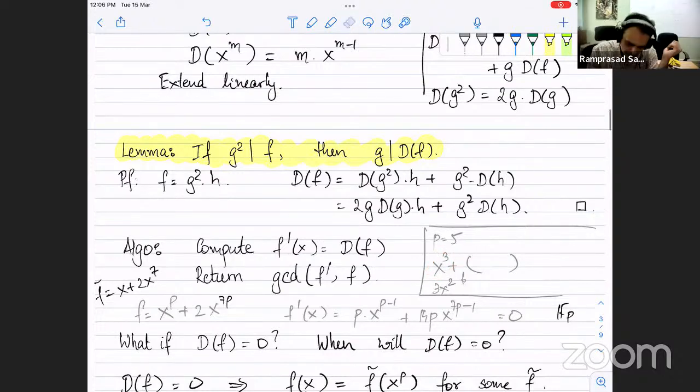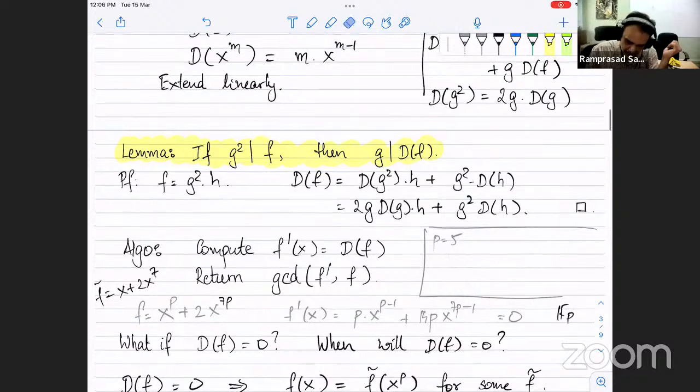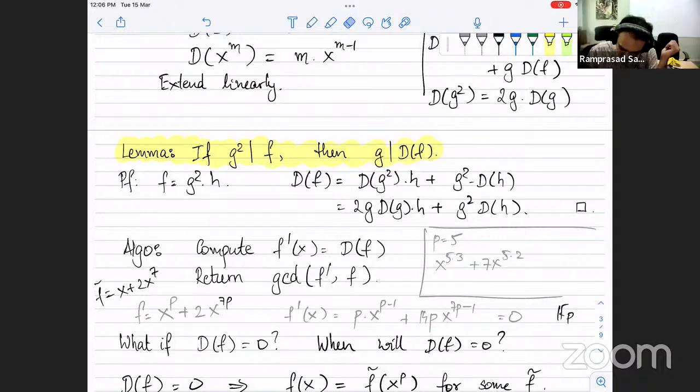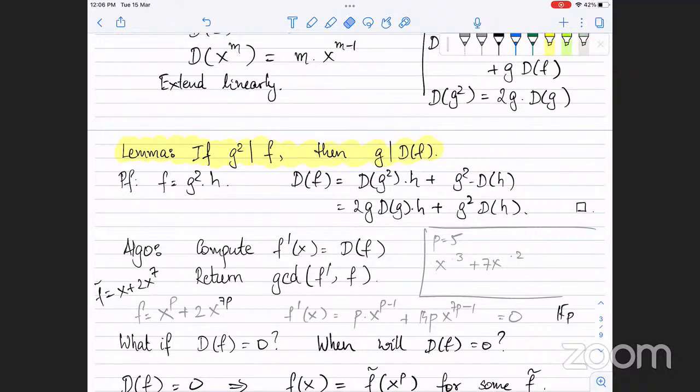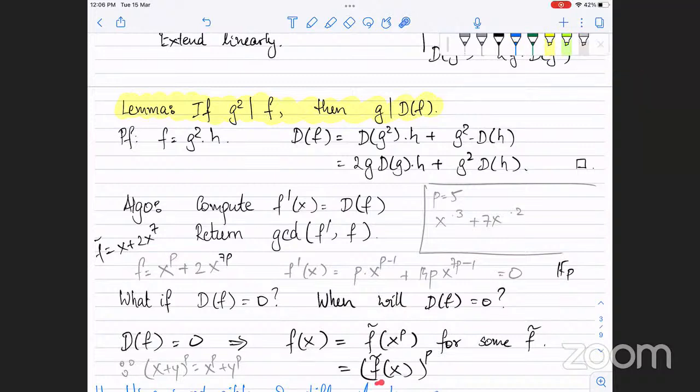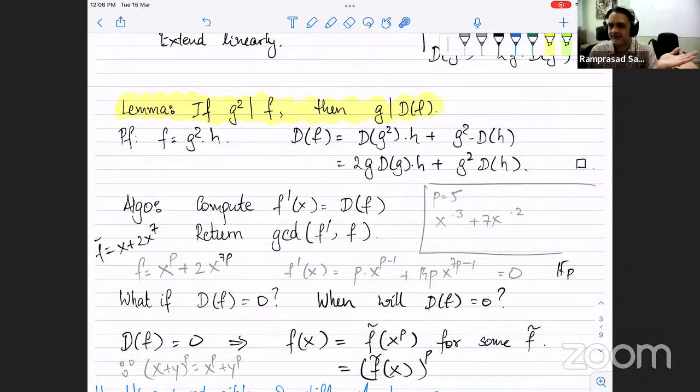So the only sort of polynomials that may become 0 under the derivative look like x power 5 into 3 plus 7 x power 5 into 2, etc. And I'm just basically ignoring these 5s and calling that my f tilde. That's what I'm doing. And it so happens that because of the way Fp works, f tilde of x power p actually equals f tilde of x, the whole power p. Okay, thank you.